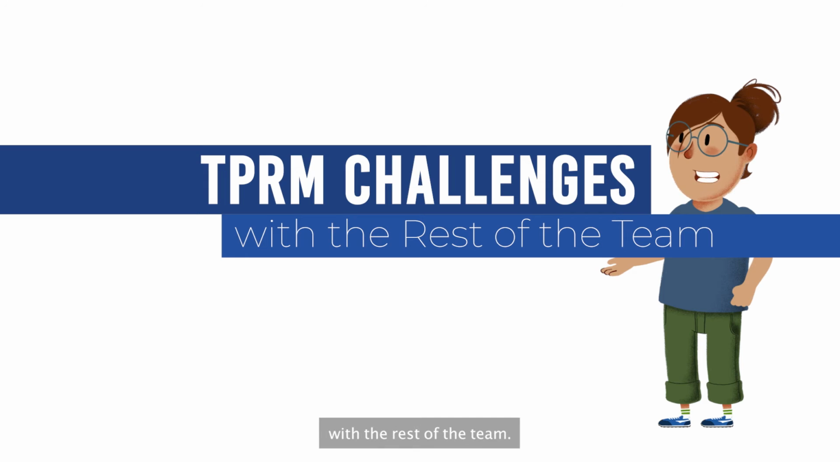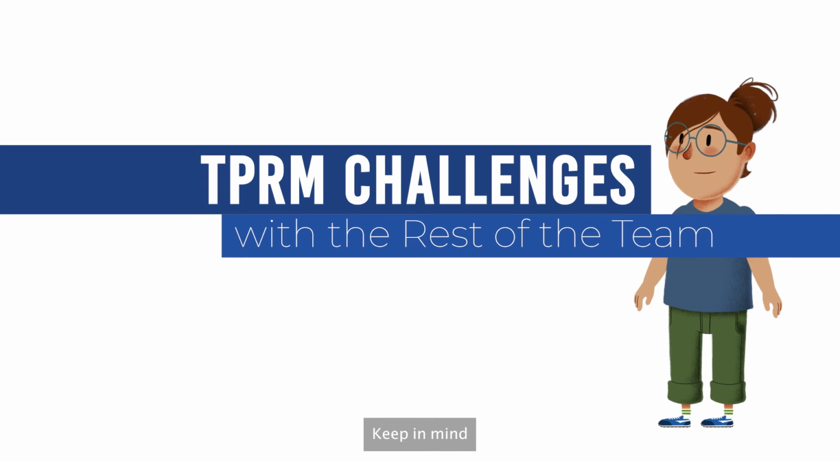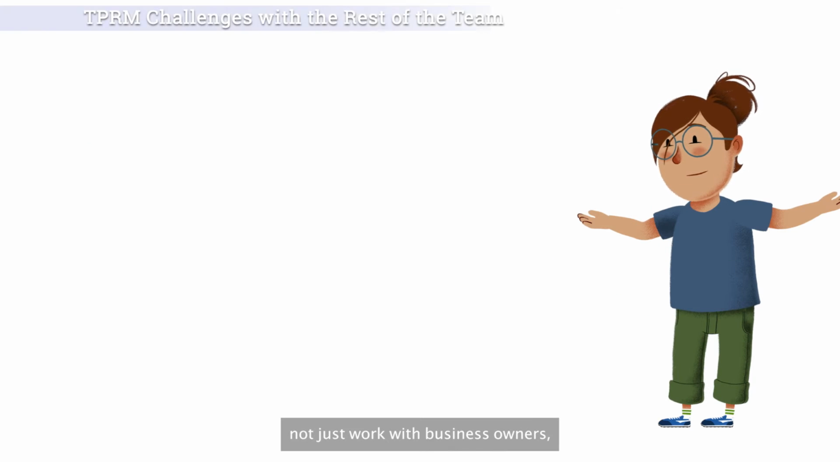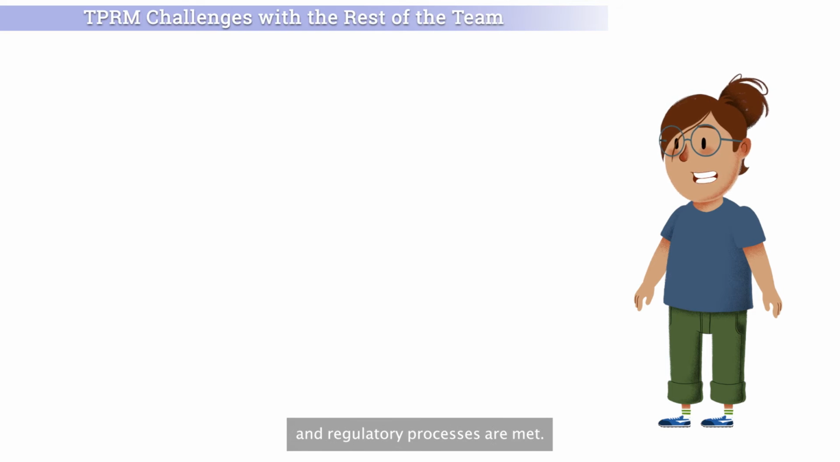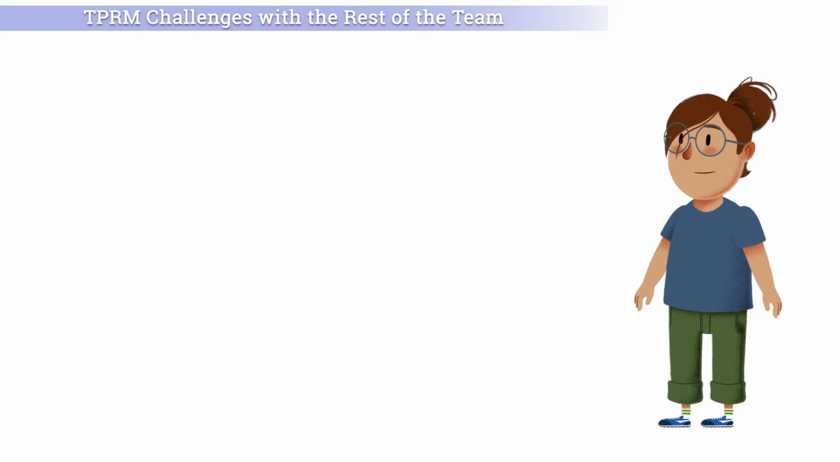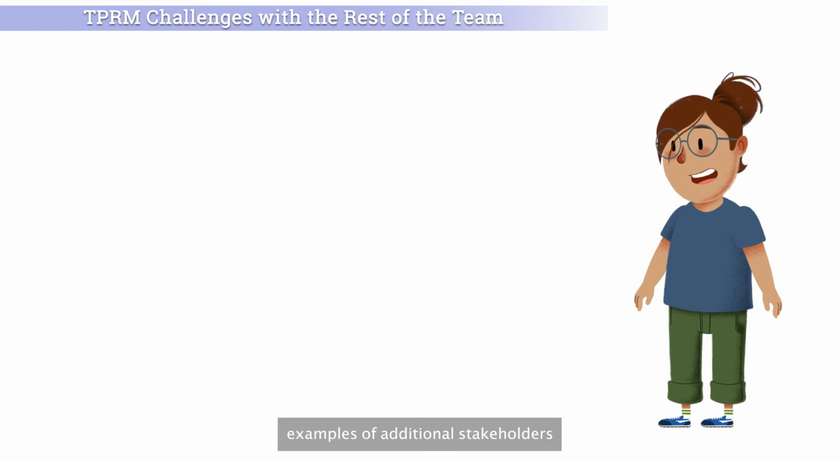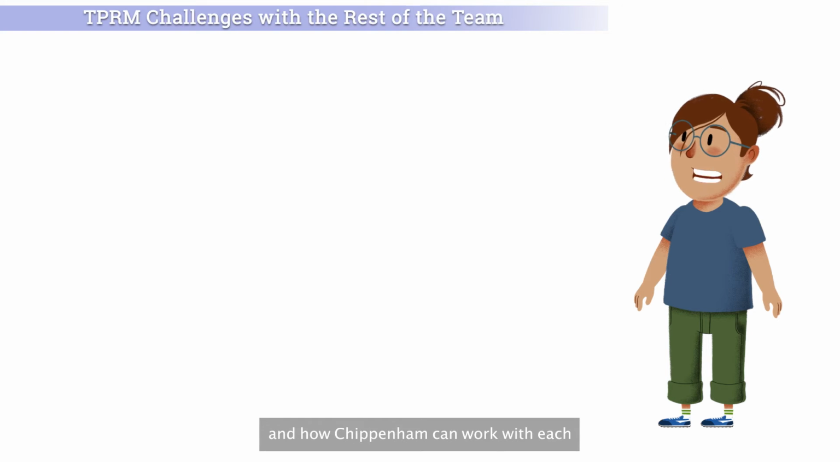TPRM challenges with the rest of the team. Keep in mind, the TPRM team does not just work with business owners. They also work with other stakeholders to ensure risk decisions are made at the right level, as well as ensure legal and regulatory processes are met. Let's look at some examples of additional stakeholders and how TPRM can work with each.